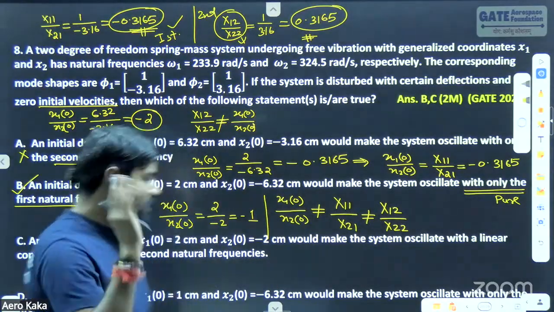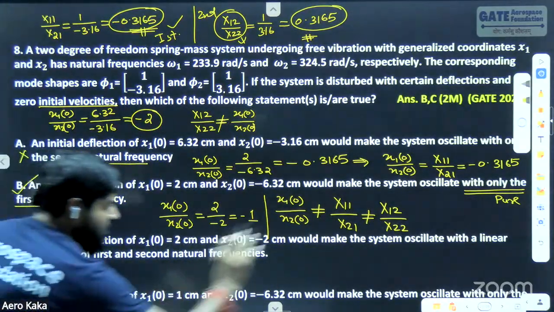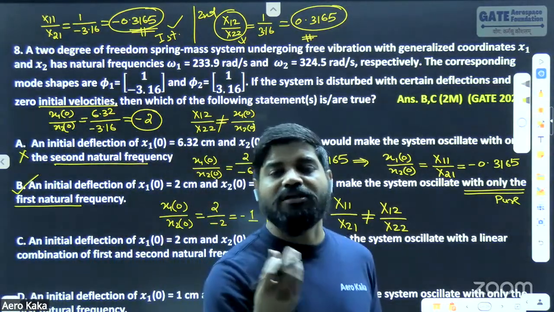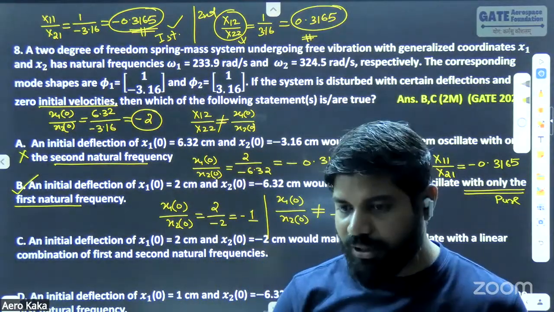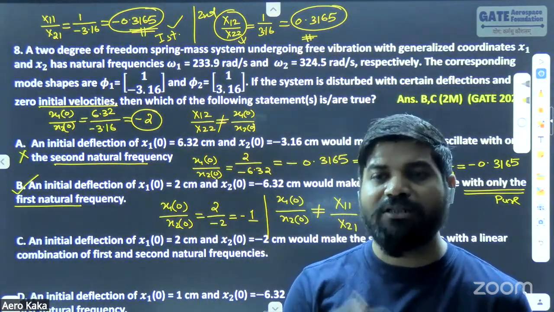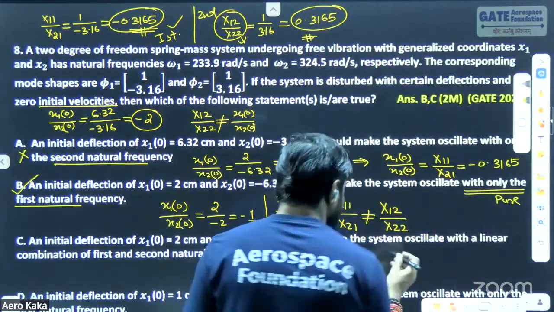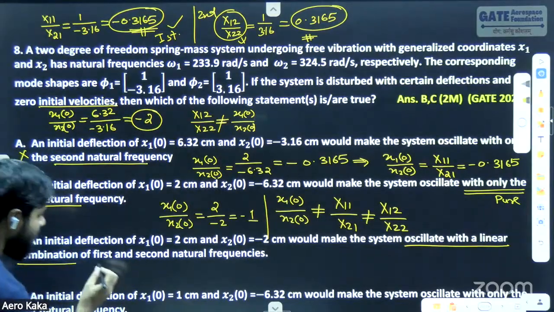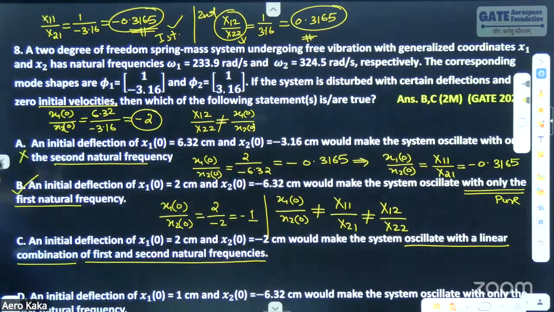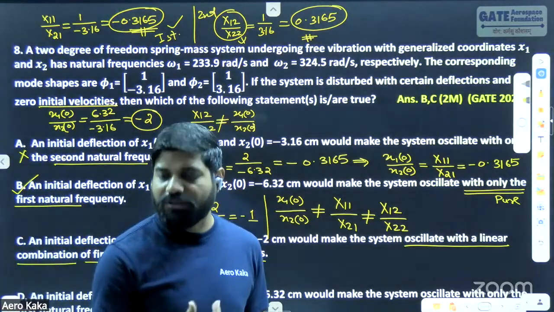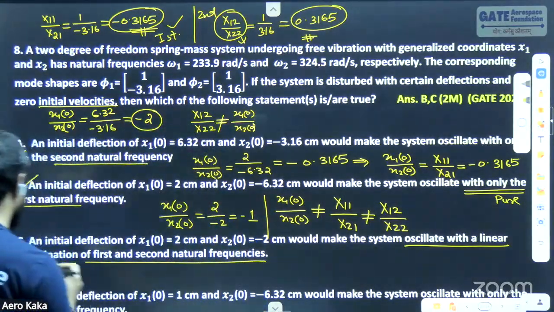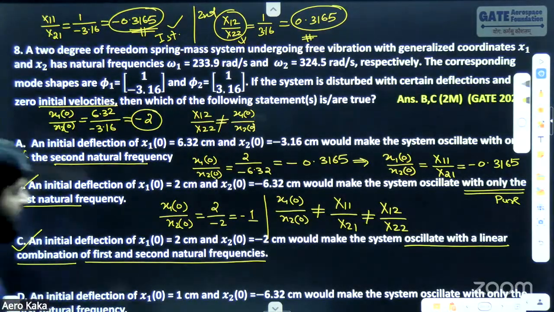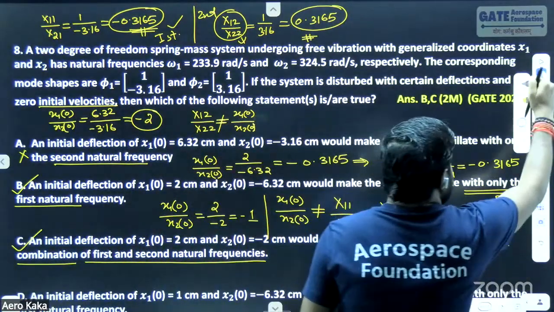It means that for this particular initial displacement of the masses, this system is vibrating in the combined mode only. So is it false or is it true? They are claiming the system oscillates with a linear combination of first and second natural frequencies. Means it's a combined mode oscillation. Is that clear? So is it false or true? Whatever they are claiming is absolutely true here. Done? Now the last option.